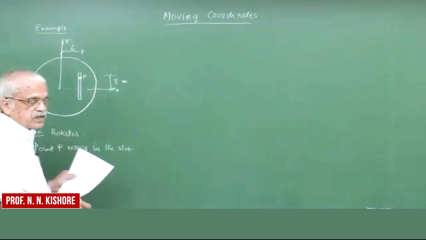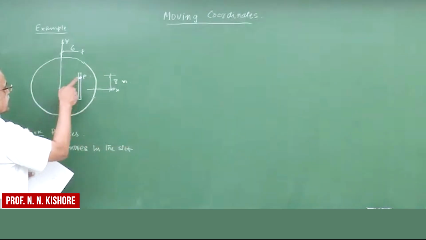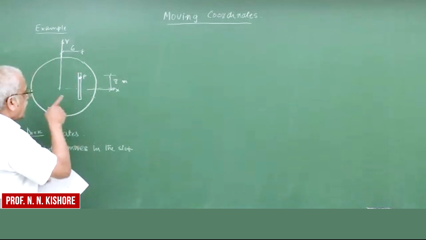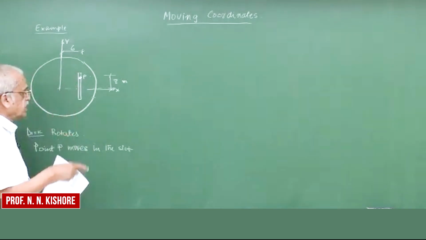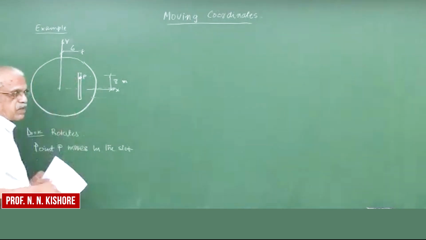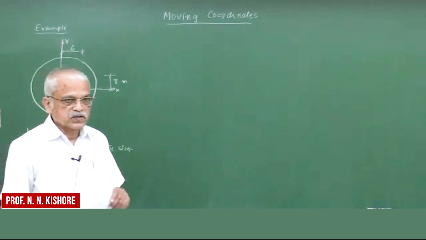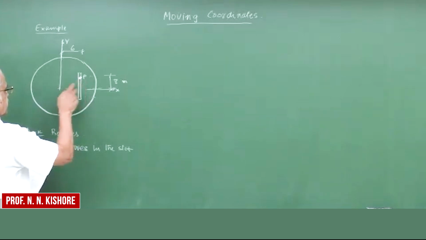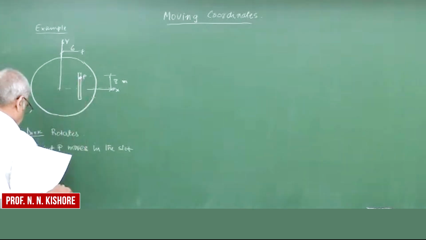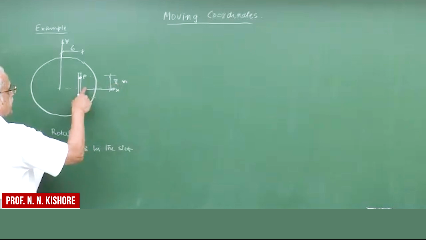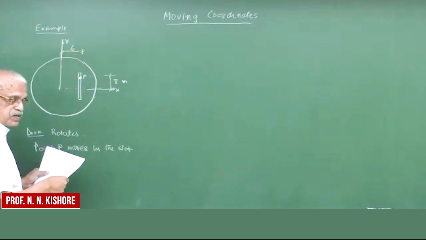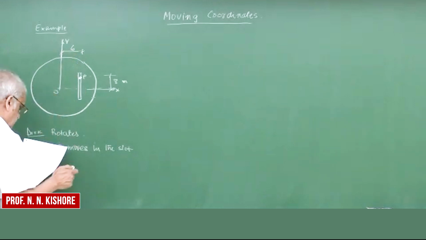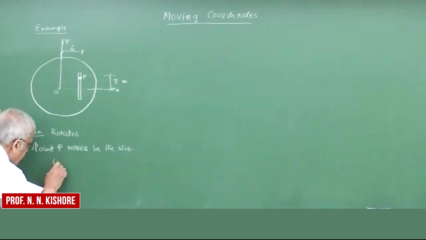So there's a disk here, in which we have a straight slot. At this instant, the slot is vertical, and there's a point P, a bead which is moving in the slot. The data is that at this moment, the point P is a distance of 8 meters vertically and 6 meters horizontal distance from the origin here.